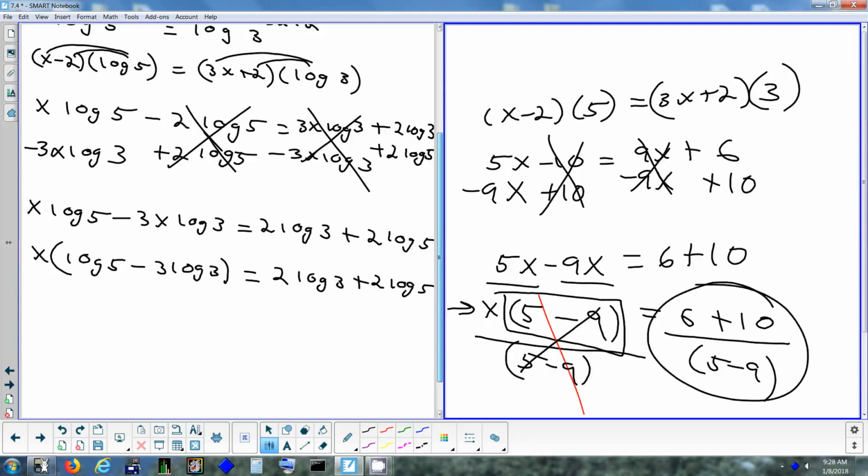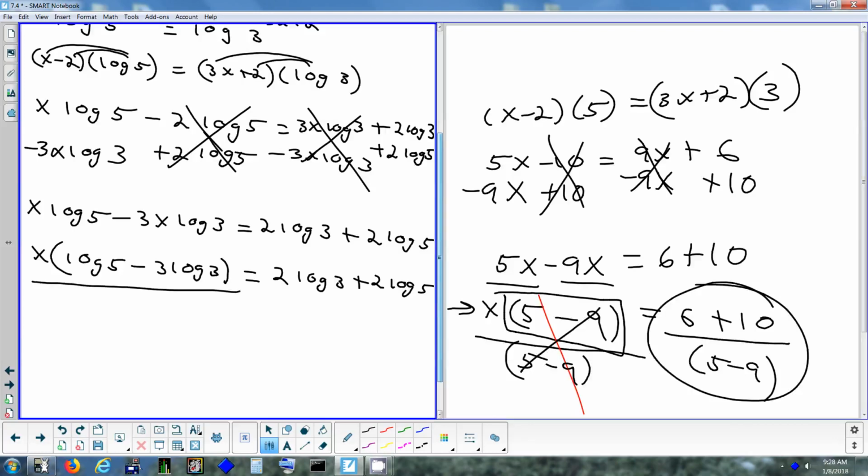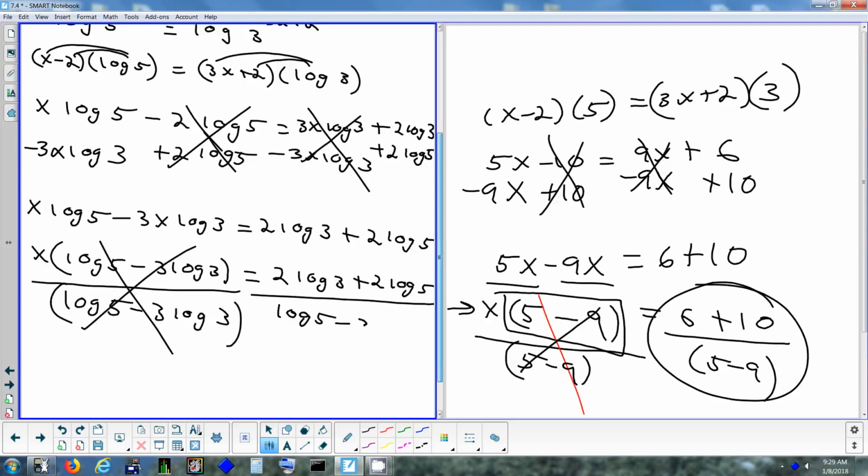Now you can do all that out. Okay? So let's do it here. Divide by whatever the number is next to the x. In this case, it's not 5 minus 9, it's log 5 minus 3 log 3. And do it on the other side. Log 5 minus 3 log 3. Now you can do that all out. Just like on the other side, now you can do out 6 plus 10 and divide by 5 minus 9.